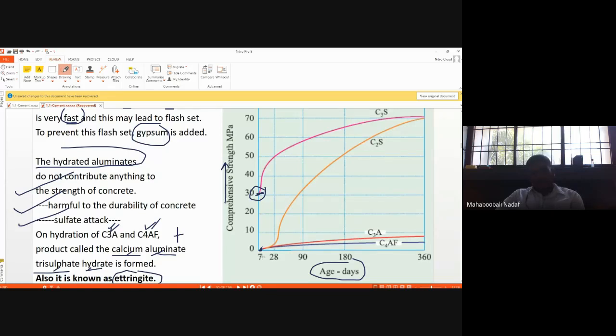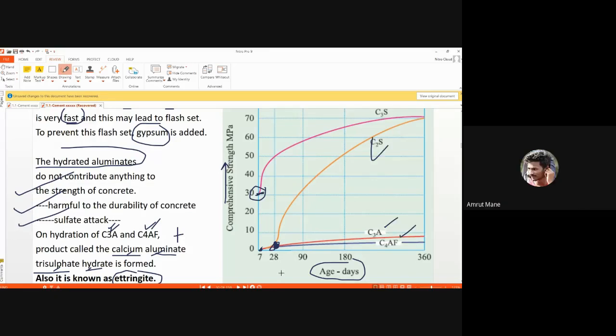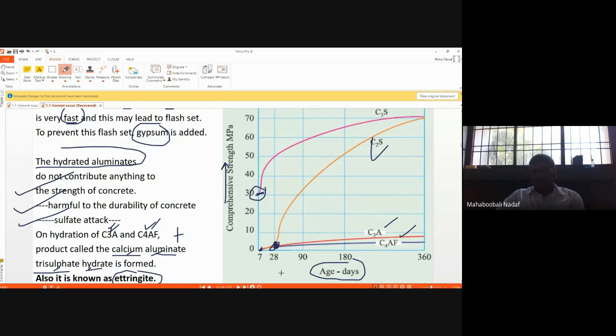But after 28 days, which product starts reacting? C3A or C4AF or C2S? C2S. Is everyone understanding the graph now? After 28 days or after some time, C2S is slowly reacting, slowly forming gel, slowly contributing to the strength of concrete. That is why the curve is increasing. This is also increasing, no problem.